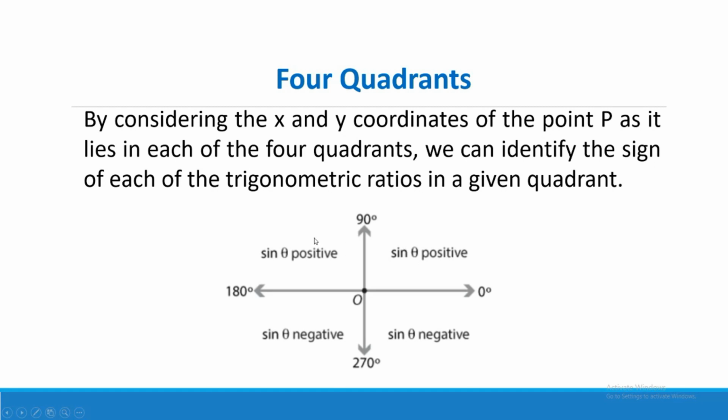In the second quadrant, the values of sine theta are positive, while in the third quadrant, from 180 degrees up to 270 degrees, the value of sine theta is negative, and in the fourth quadrant, the value of sine theta is negative.